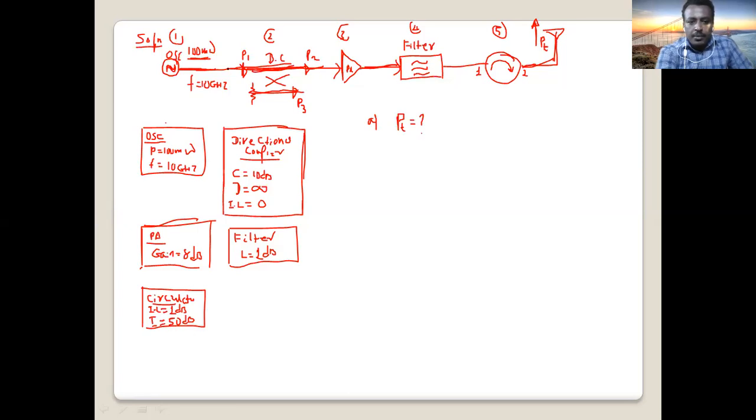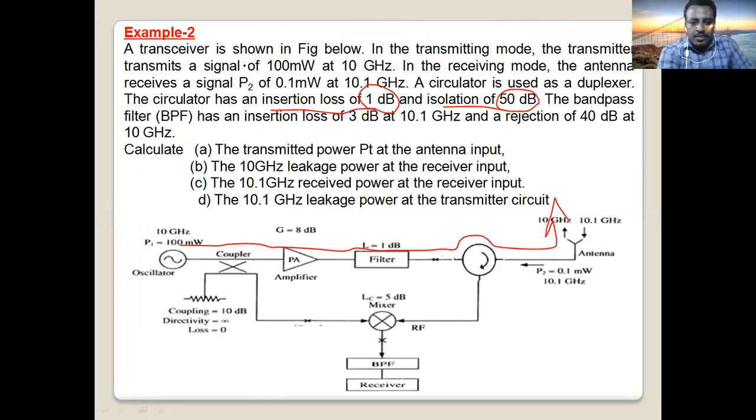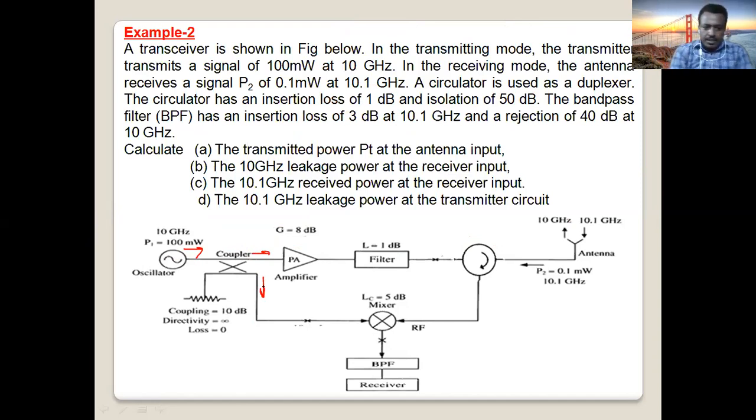The signal P1, which comes from the oscillator, as you can see in this diagram, comes to the coupler. So the coupler divides the signal into 2. Right, as we have discussed before, coupler takes a small amount of power to port number 3. The remaining is transmitted directly. So in this case, let's see how much power is diverted.